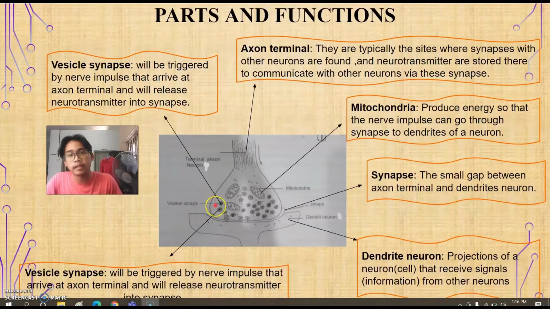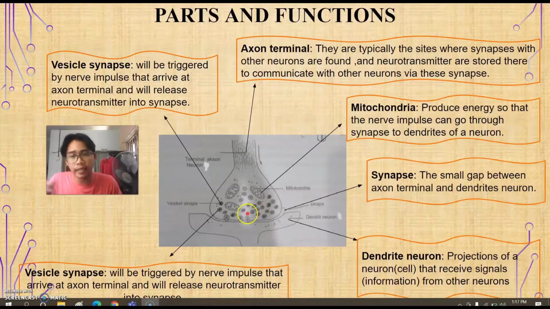This is the neuromuscular junction parts and function. These shapes here are the axon terminal. The axon terminal is the site where mitochondria and synaptic vesicles are all included. The function of the axon terminal is so that the nerve impulse that arrives at this site will be delivered through the synapse and will arrive at the dendrite of neurons.